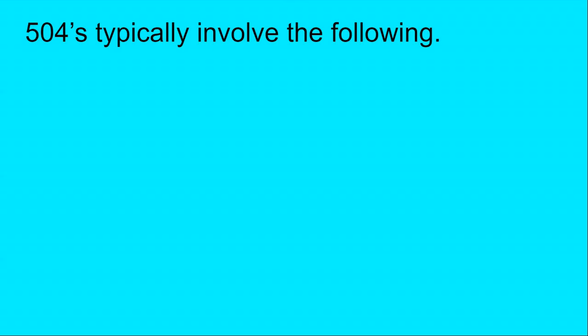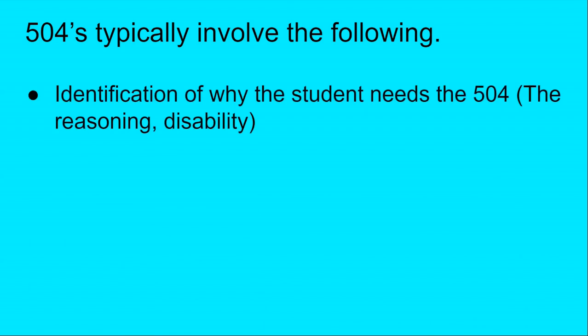504s typically involve the following: identification of why the student needs the 504, the reasoning behind it, the disability. Typically, those individuals that require a 504 have some sort of barrier that's preventing them from being successful. So in order for a student to qualify, they need to be able to identify what the barrier is. What exactly is it that's making it harder for the student to succeed? So that's the first thing that you would see in a 504.